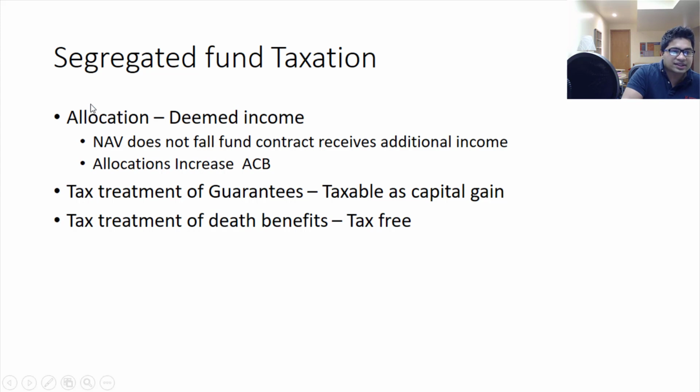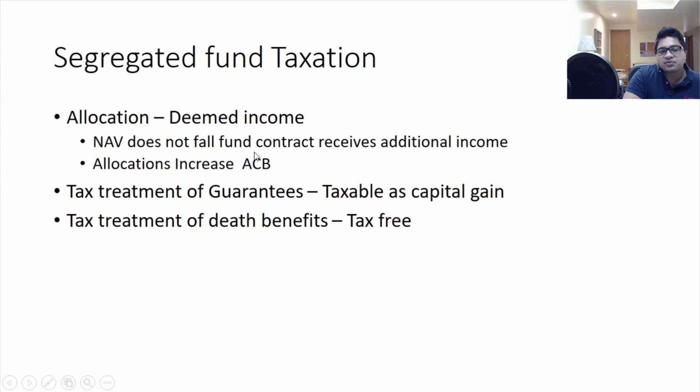Also an important thing, there are no actual units distributed when you buy segregated funds. There are deemed units. Whatever allocations you get, whether dividend, capital gain or interest, it is deemed income, so it is called a deemed allocation.